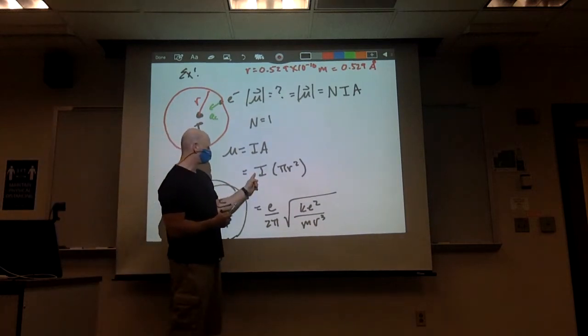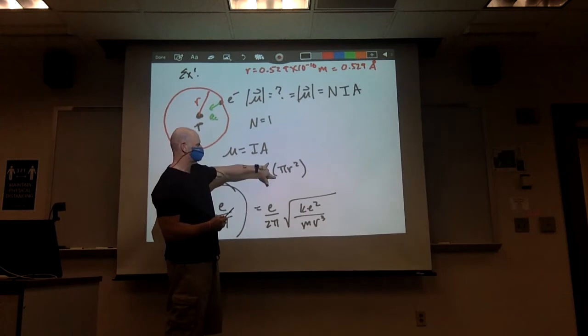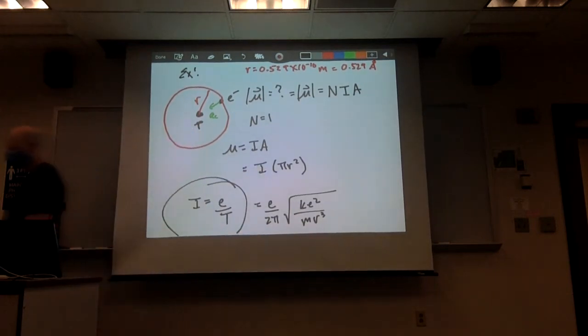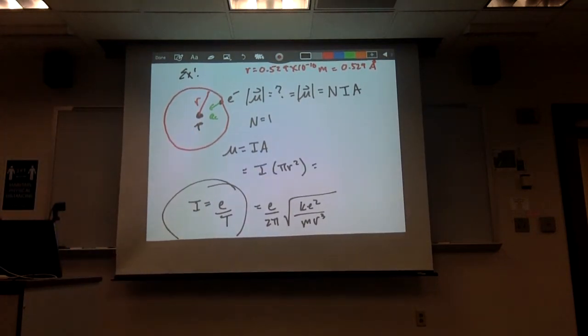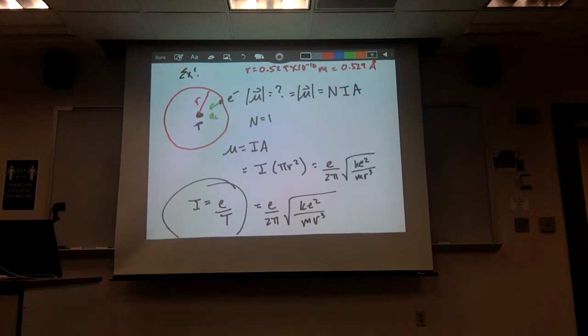Finally, for my magnetic moment, now I know my current. I'm simply going to multiply that by pi r squared to find my magnetic moment. So finally, it's going to become e divided by 2 pi, square root of k e squared over m r cubed, times pi r squared. So this is then my magnetic moment.